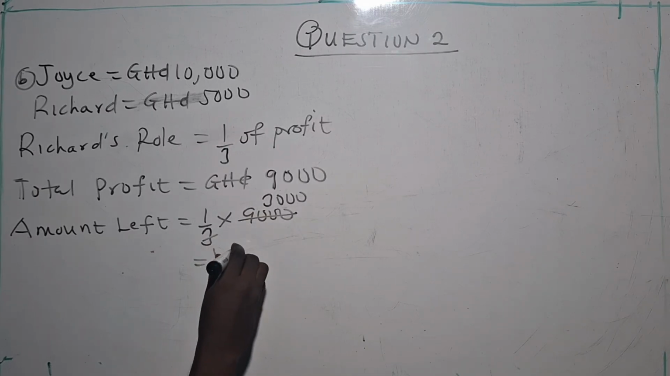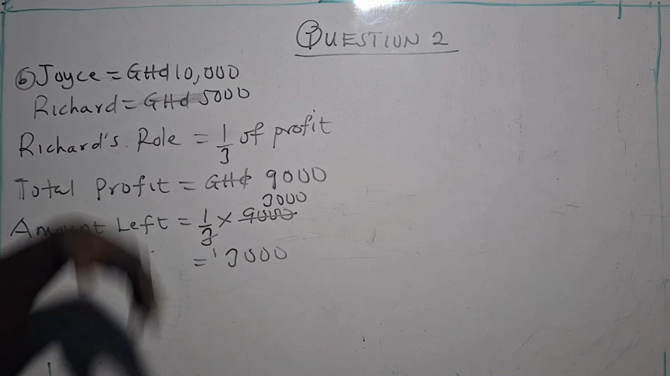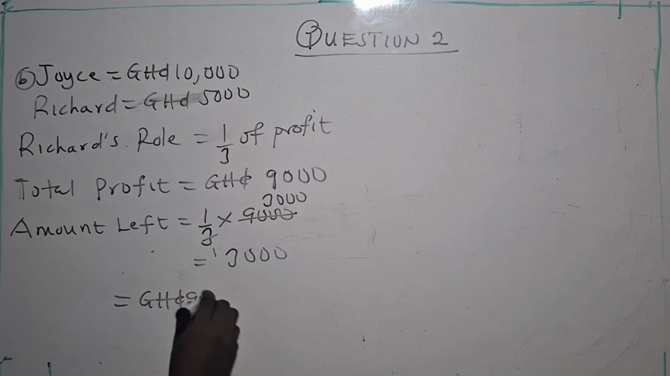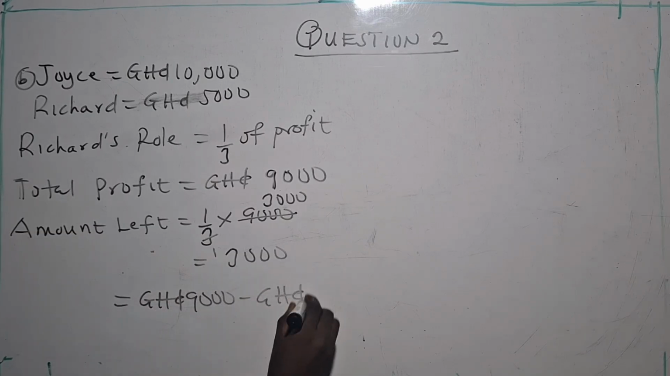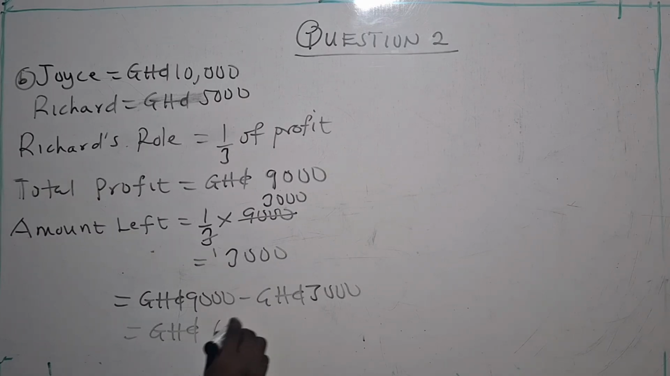So Richard is receiving 3,000. Yes, out of the amount. So the 3,000 will be set aside for Richard because of the role he's going to play. So the amount left is going to be the 9,000 profit minus the amount Richard is receiving as a manager. So 9,000 minus 3,000 is going to give us 6,000. Yes. So this is the amount they are now coming to share.